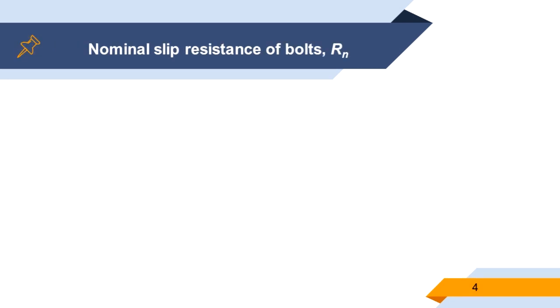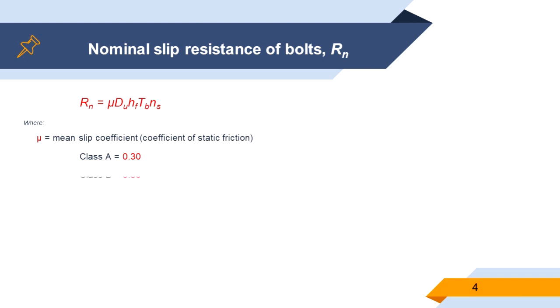As discussed earlier, the resistance to slip will be a function of the coefficient of static friction and the normal force between the connected parts. This relationship is reflected in the provisions of the AISC specification. The nominal slip resistance of a bolt is given by Rn, which is equal to mu Du hf Tb ns, where mu is the mean slip coefficient, or the coefficient of static friction. For class A, we have 0.30. For class B, we have 0.50. For class C, we have 0.40. And for standard hole, we have 1.